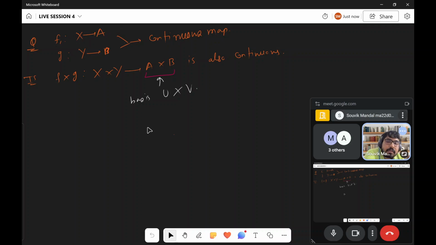Now please try to figure out how you can show that if you take any base element U cross V in the codomain, then its inverse image will be open in X cross Y. I mean, you need to show that the inverse image of U cross V is open in X cross Y. That's what you need to show. Take your time. Let me know.